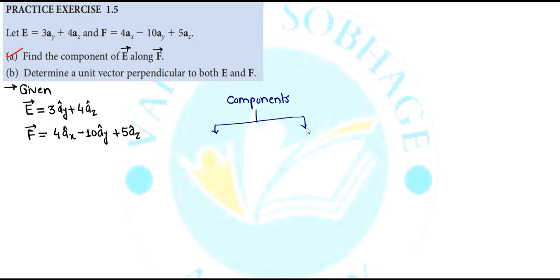Very firstly we have the scalar component, that is also said to be a scalar projection of one vector onto another vector. So this is the scalar projection, and another part that we have is the vector projection. If it is specifically given in your numerical that we have to find scalar projection, then go with the scalar projection. If it is specifically given that we have to find vector projection, then go with the vector projection.